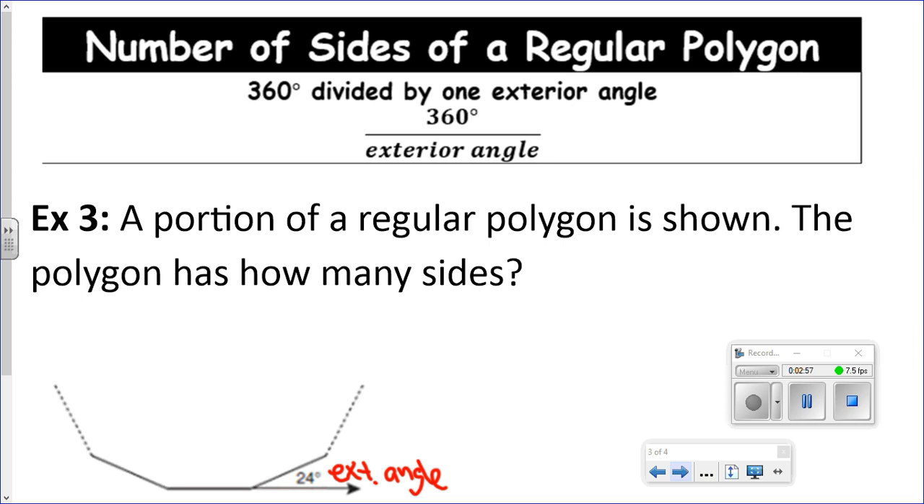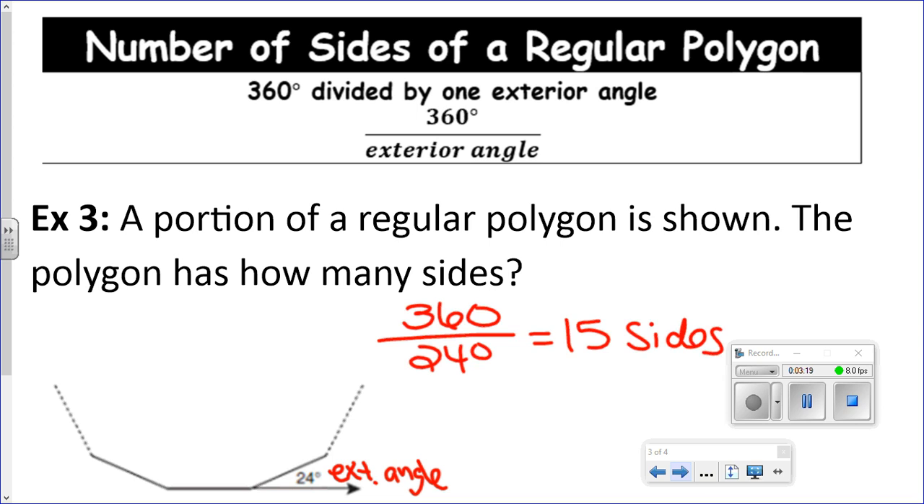So this is a pictorial representation of example 1 that we went through. We got an exterior angle and I want to find the number of sides. So that's 360 divided by the exterior angle of 24 degrees. And we end up with 15. And so that's 15 exterior angles, which also tells us there are 15 sides. So if we had to complete this picture, it would be a 15-sided figure.